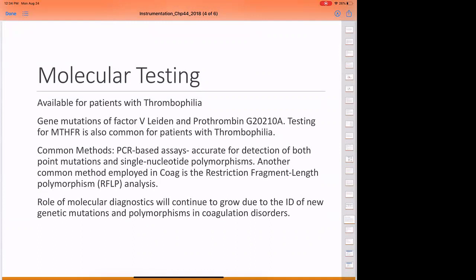Molecular testing is also performed in coagulation, but mostly to detect genetic abnormalities in patients with thrombophilia. Genetic mutations of factor V Leiden and prothrombin G20210A are done in the molecular lab. Testing for the MTHFR mutation is also common for patients with thrombophilia. Some of the common tests are going to be PCR-based assays. These are accurate for the detection of both point mutations and single nucleotide polymorphisms. Another common method employed in coag is the restriction fragment length polymorphism, RFLP analysis. The role of molecular diagnostics will continue to grow due to the identification of new genetic mutations and polymorphisms in coagulation disorders. We'll get to a little bit more of this when we start our hematology course.